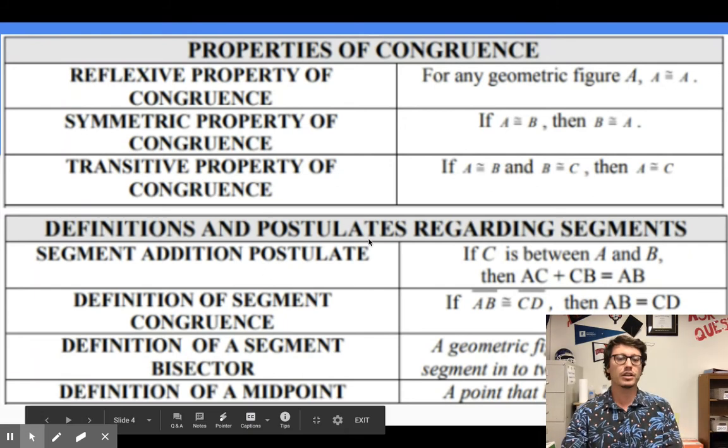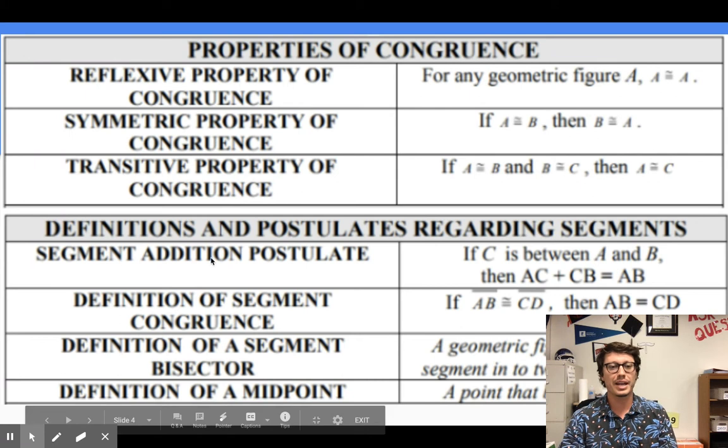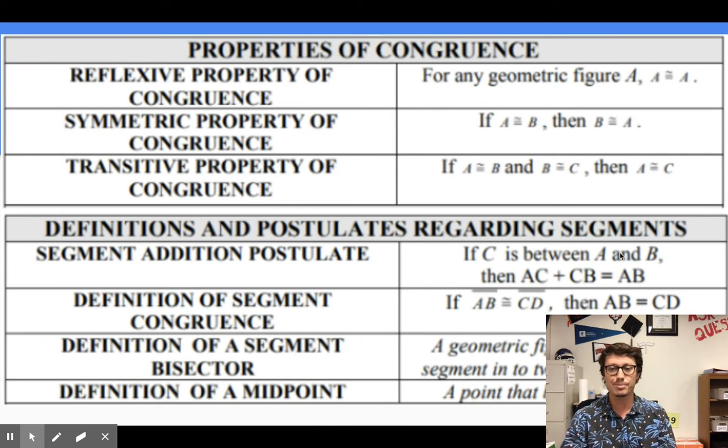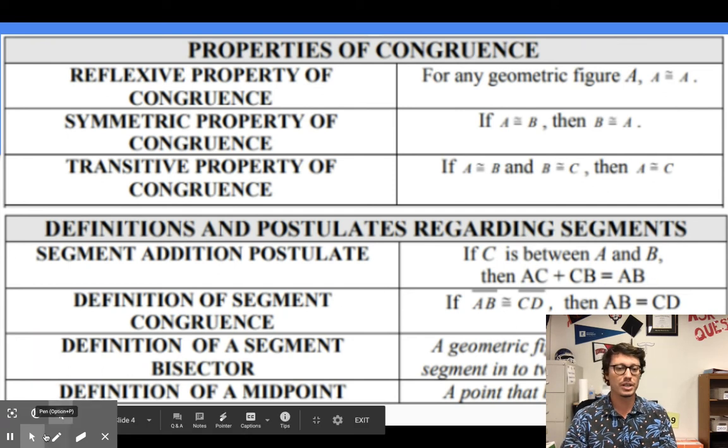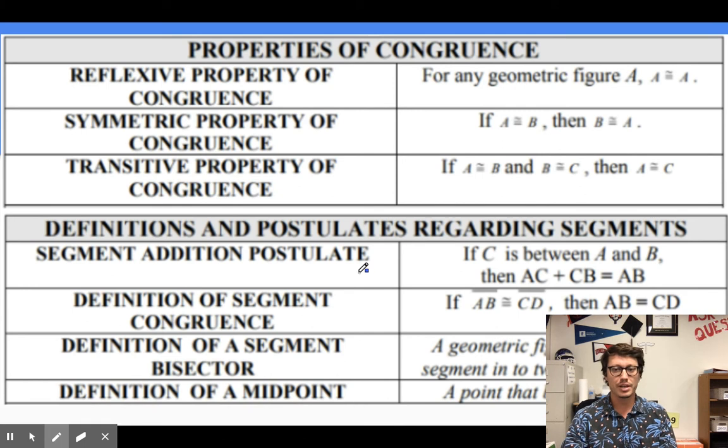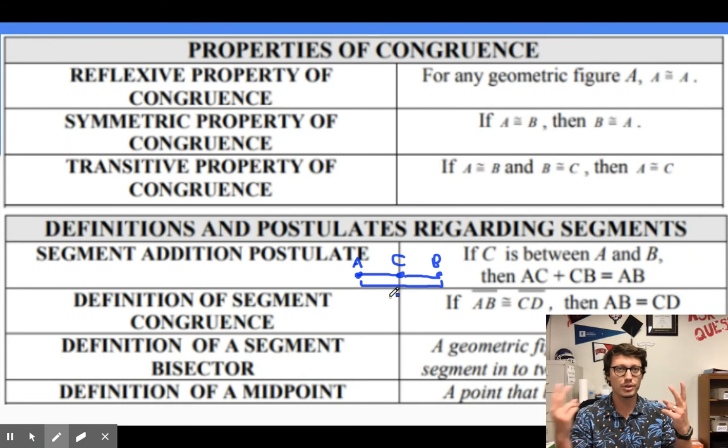And then your definitions and postulates about segments. The segment addition postulate: if point C is between A and B, then AC plus CB is going to equal AB. If you wanted to draw an example of that, if you had 3 points, and point C is between A and B, that means that AC plus CB is equal to the entire length AB. That's like saying if you have 2 and you have 2 and you add them together, that makes 4. You're taking 2 smaller segments, adding them together to say that it equals the larger segment.